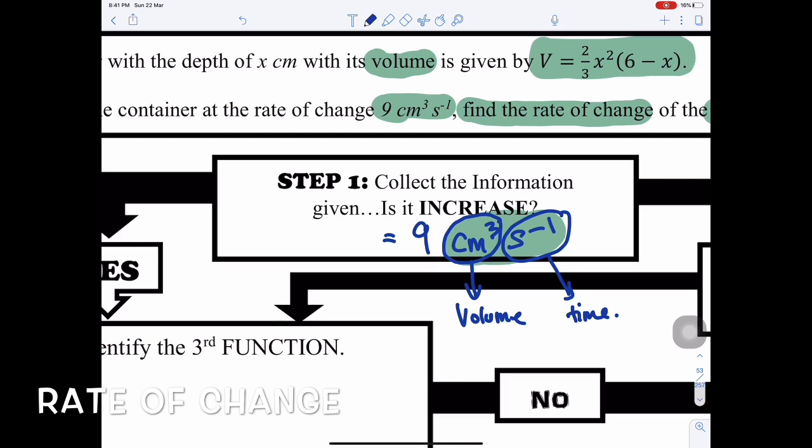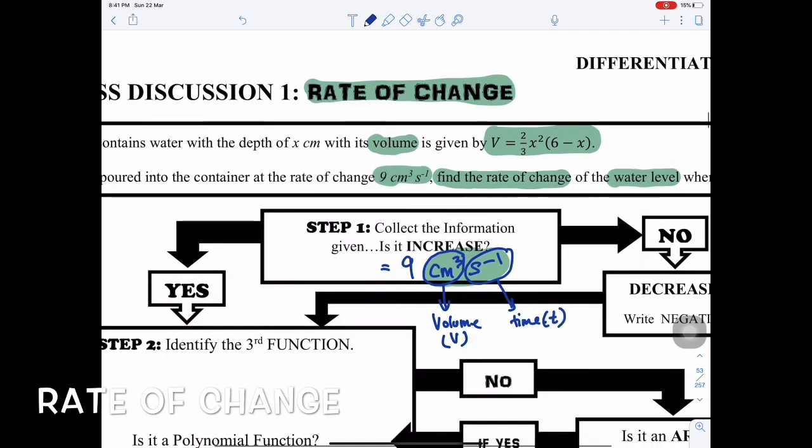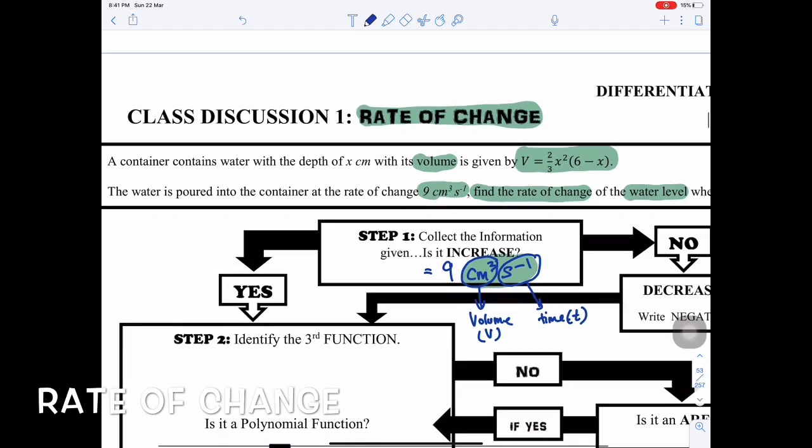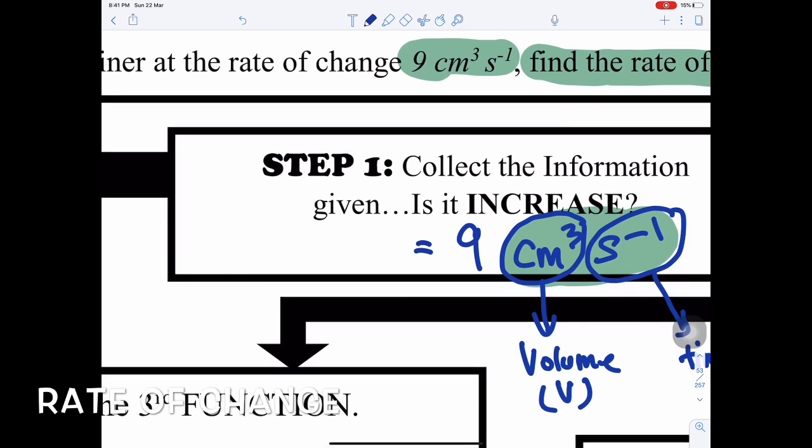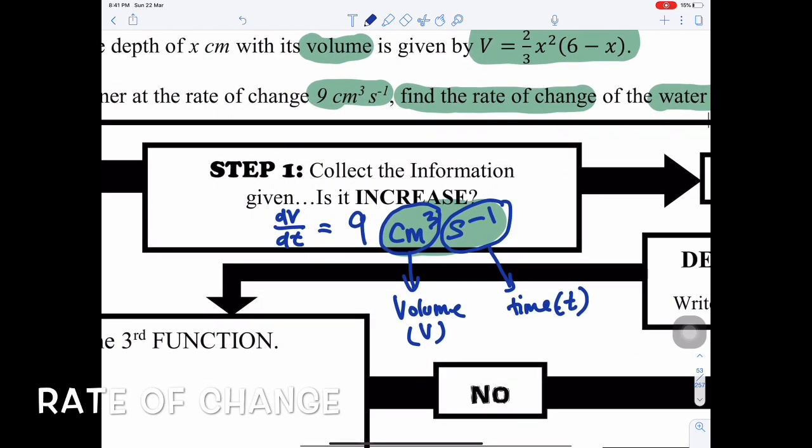Time meaning T, and V is volume. So how do we write down the clue by using the unit? dV dt. This is how you collect the information, dV dt, by referring to the unit.